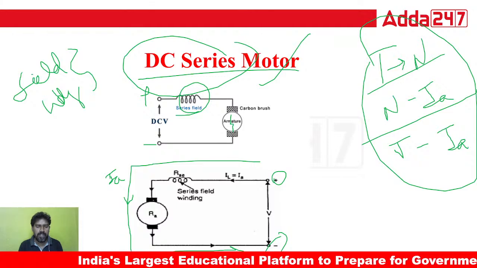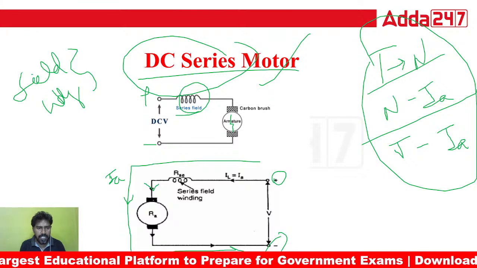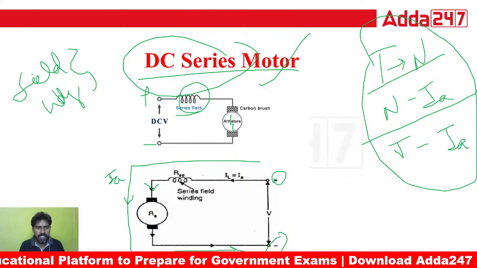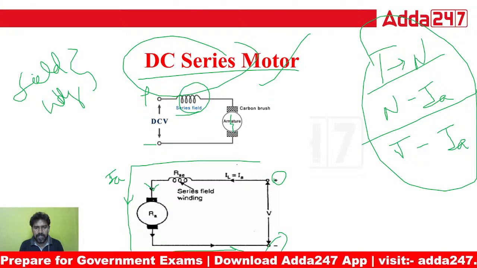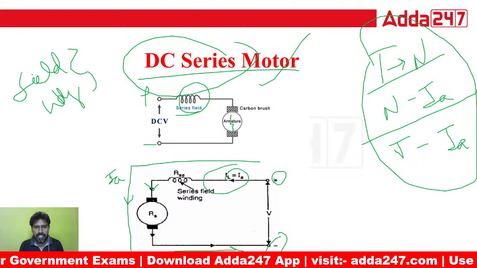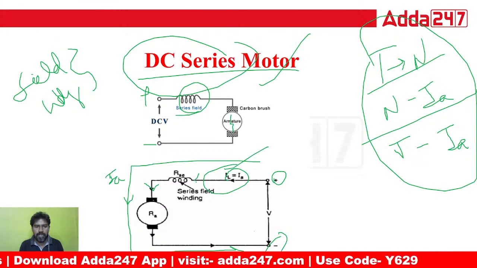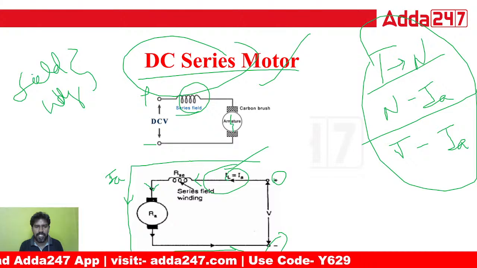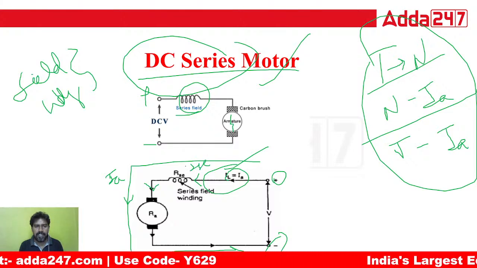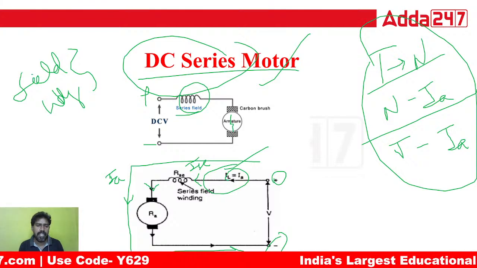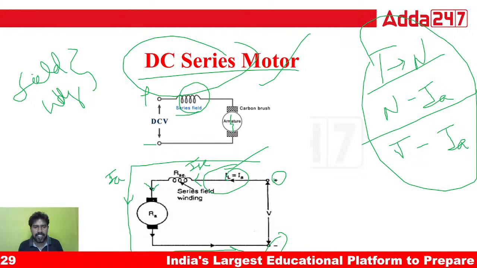Okay. So this is Ia. The current passing through the armature is Ia, so I represented it here. Now the current delivered from the source is the line current, so this is IL. The same current is passing through the series field winding, so this is ISE, the current passing through the series field resistance, RSE.